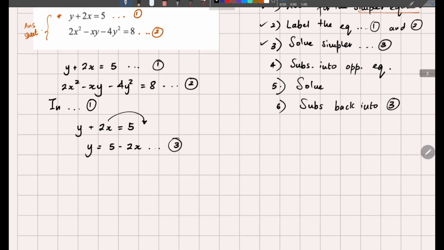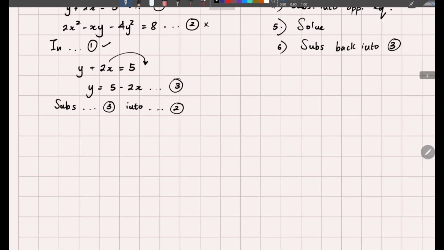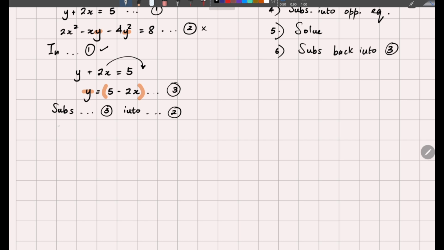Now the next rule says substitute into the opposite equation. So I used 1. Now I need to substitute it into 2. So I'm going to say substitute 3 into 2, because I just used 1 to solve. Wherever we see y, this equation right here is what I'm going to be putting in. So I can see there's a y here, there's a y here. Wherever those variables are is where I'm going to be putting that in.